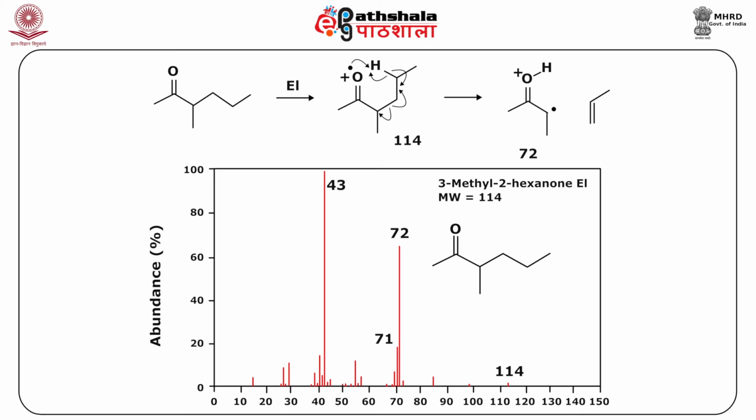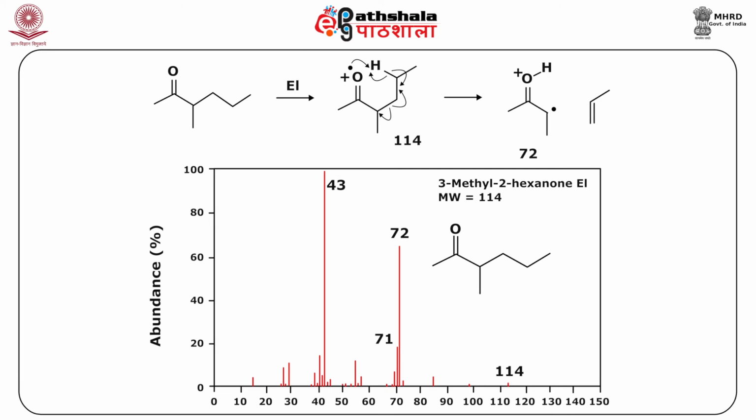Now you can see here, in case of McLafferty rearrangement in ketones, what are the fragments which are generated, and similarly you can see here how they are appearing in the mass spectrum of 2-methyl hexanone. And again there is a very small molecular ion peak which is at 114.